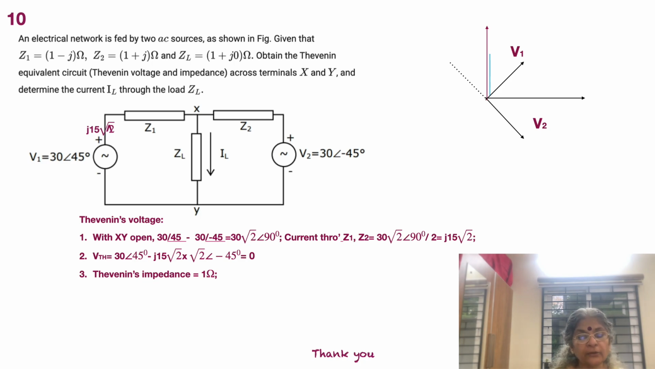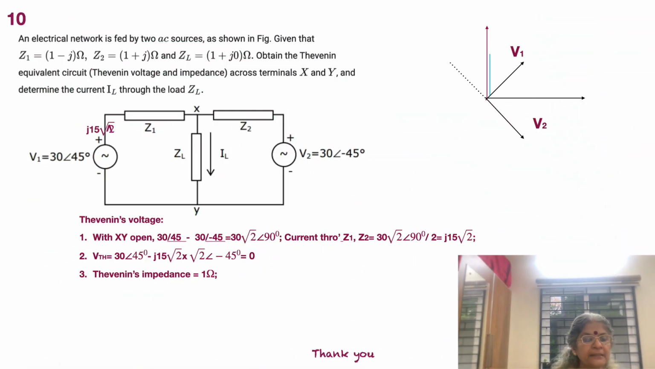So what is the current? Why do we need the current? So that we can find out the Thevenin's voltage. What's the current through Z1 and Z2? Just divide the voltage by the impedance. And what's the impedance? 1 minus j plus 1 plus j, which is equal to 2. So we have 15 root 2 angle 90, or j 15 root 2, as the current flow.